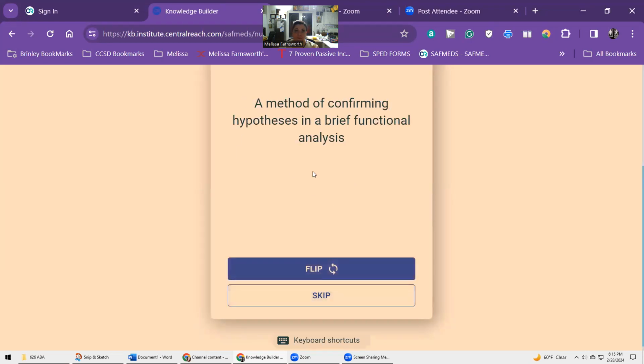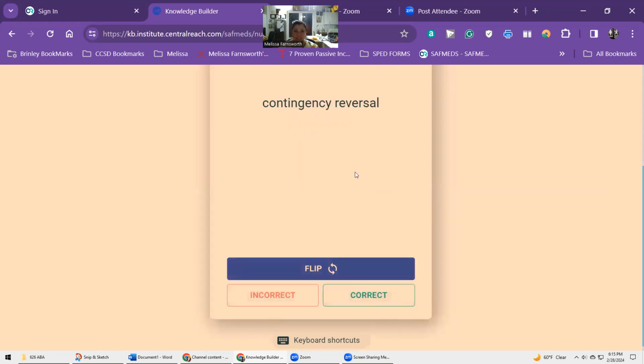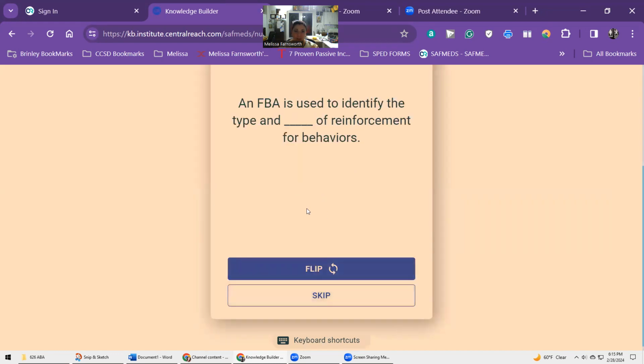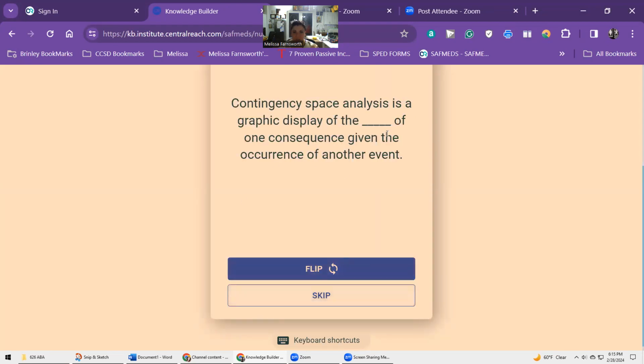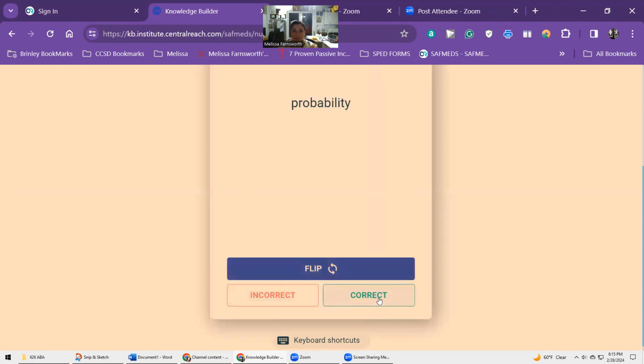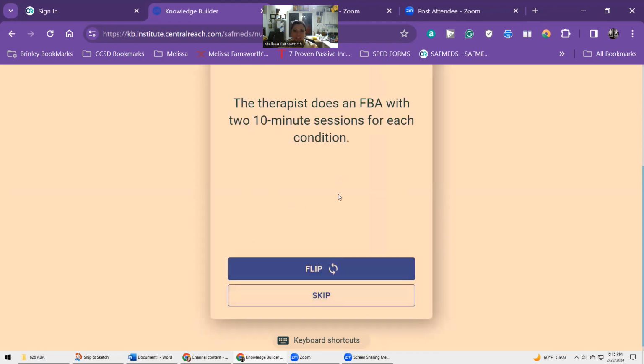A method of confirming hypothesis in a brief functional analysis. Contingency reversal. An FBA is used to identify the type and blank of reinforcement for behaviors. Source. Contingency space analysis is a graphic display of the blank of one consequence given the occurrence of another event. Probability. The therapist does an FBA with 2 10-minute sessions for each condition.